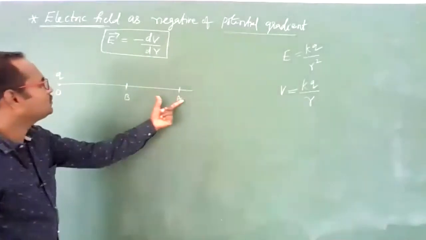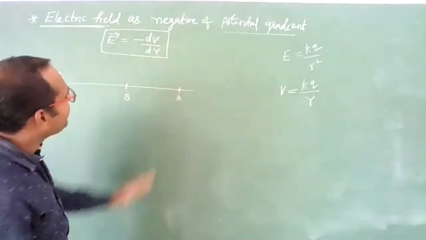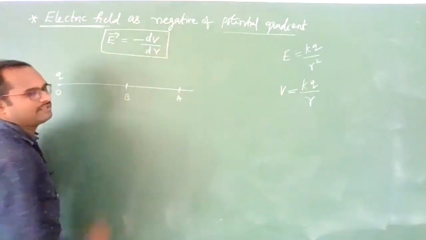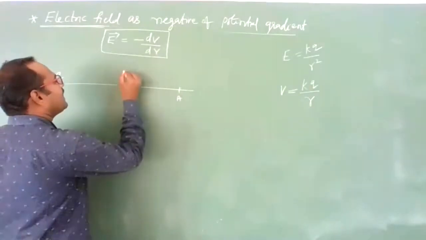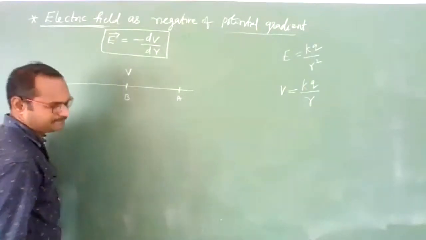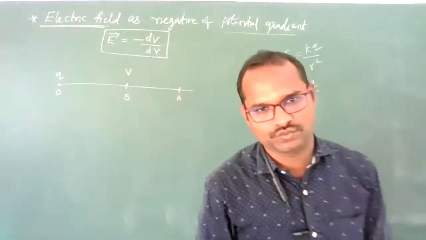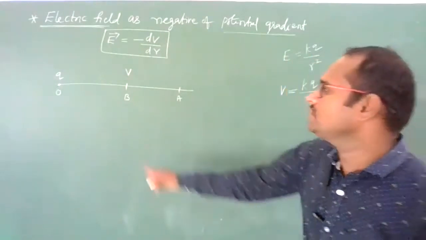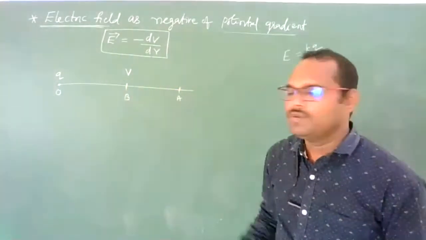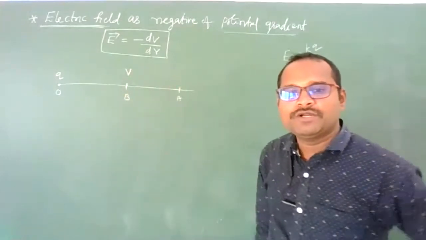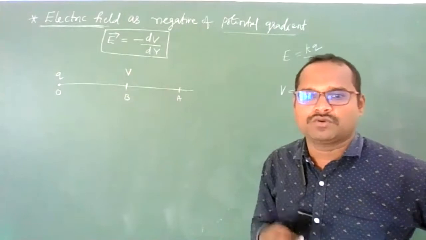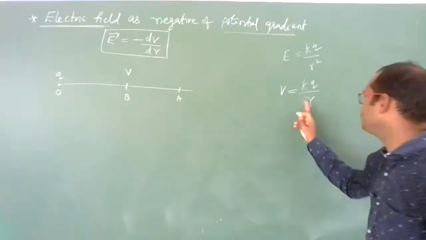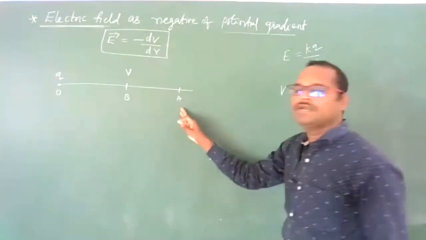We have considered 2 points A and B. This A point is at a large distance, B point is at a small distance. So at this B point, let us consider there is a potential of V due to charge Q. Now at point A, what will be the potential? Is that potential less or more? Definitely it should be less, because it is inversely proportional to distance. As this distance is increasing, potential will be less.